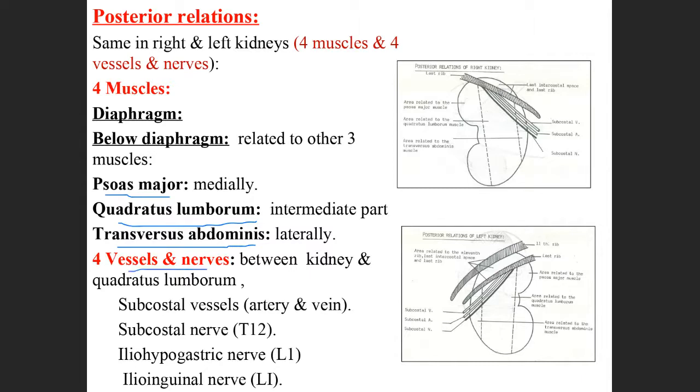Then what are the vessels? The vessels are the subcostal vessels, meaning the artery and vein, that is subcostal artery and subcostal vein. Then the subcostal nerve. What are the other nerves? Ilio-hypogastric nerve and ilio-inguinal nerve. So these are the posterior relations of the kidney.